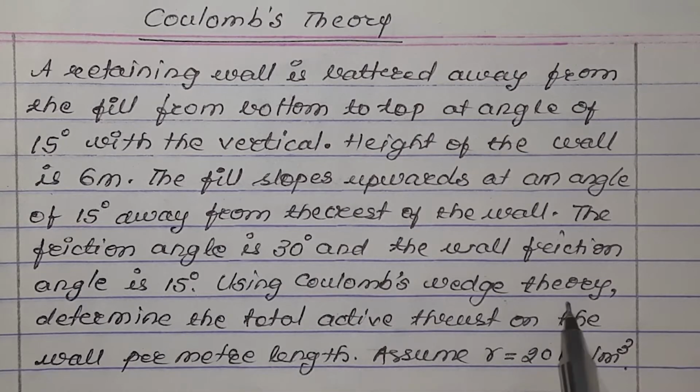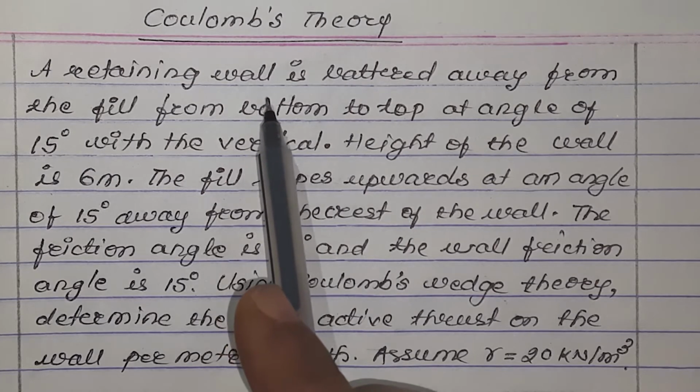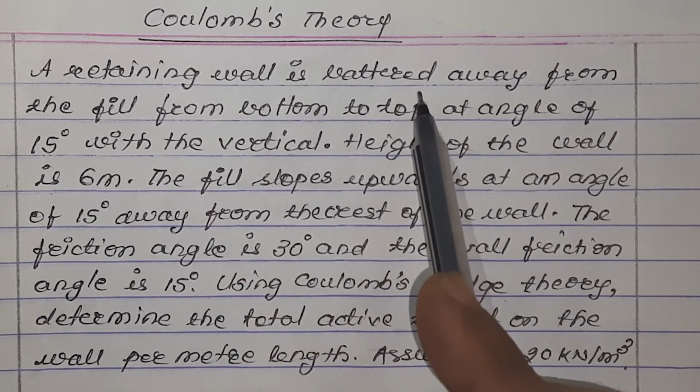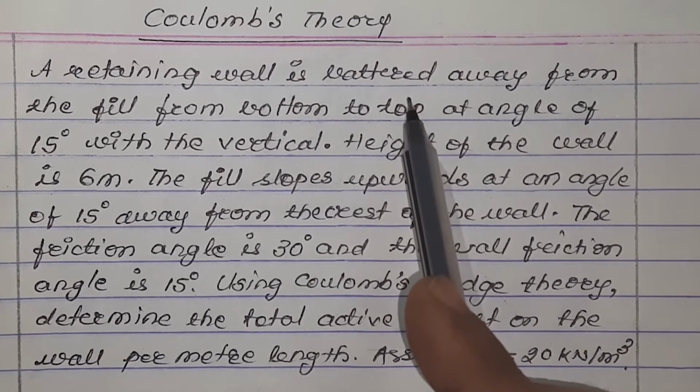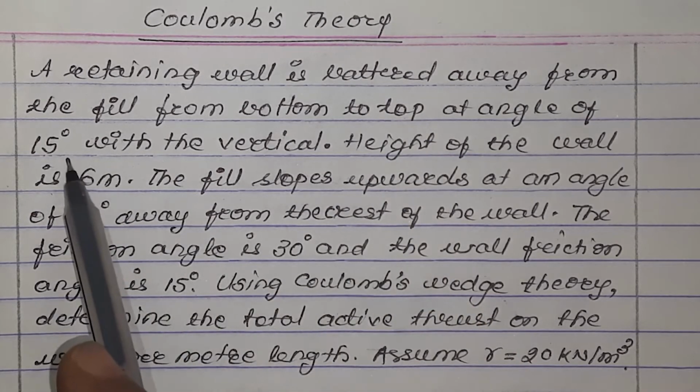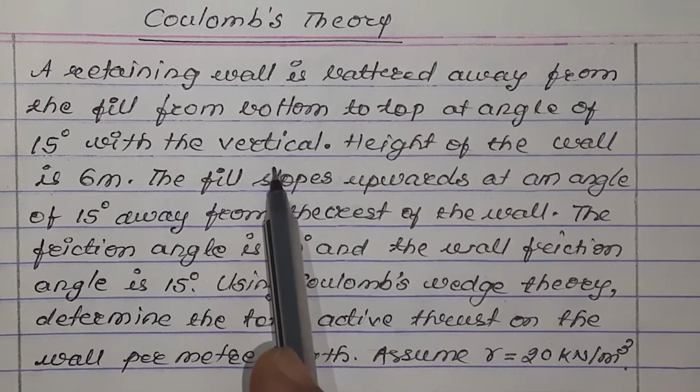Using Coulomb's wedge theory, determine the total active thrust on the wall per meter length. Assume gamma as 20 kilonewton per cubic meter. The information given in this numerical is that this retaining wall has a battered surface. That means the retaining surface is inclined. Its inclination is 15 degrees with the vertical.